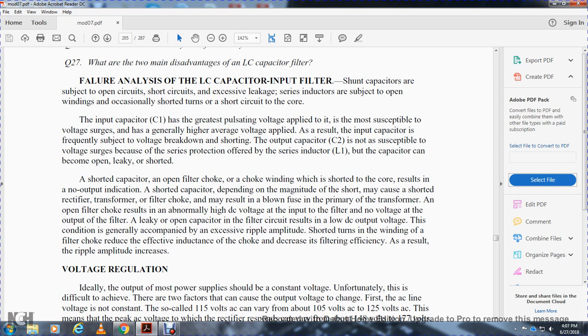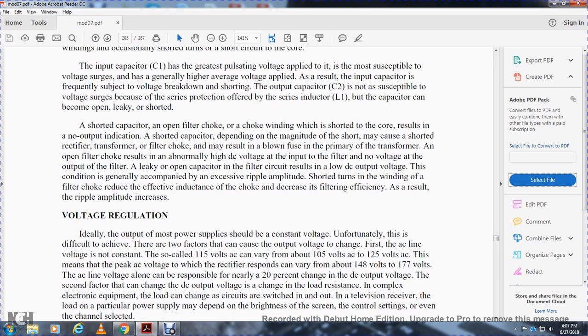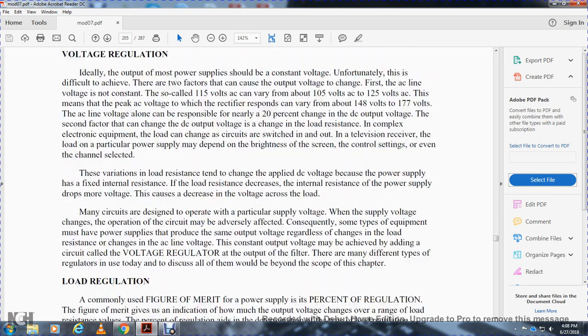No voltage output from the filter results from an open filter choke. A leaky or open capacitor in the filter circuits results in low DC output voltage. This condition is generally accompanied by excessive ripple amplitude. Shorted turns in the winding of the filter choke reduce the effective inductance of the choke and decrease the filter efficiency. As a result, the ripple amplitude increases.